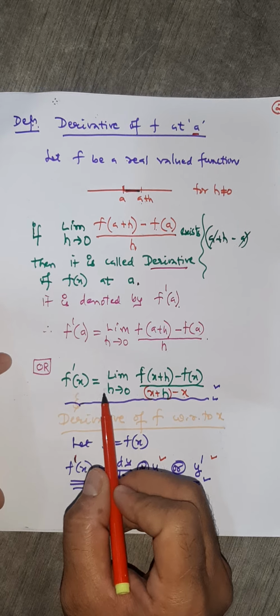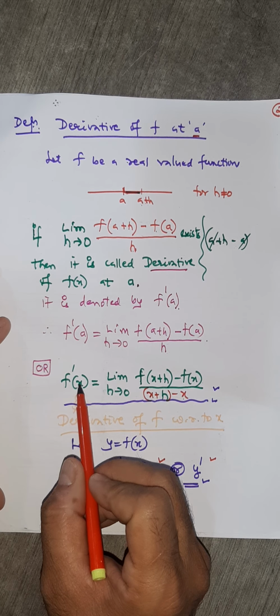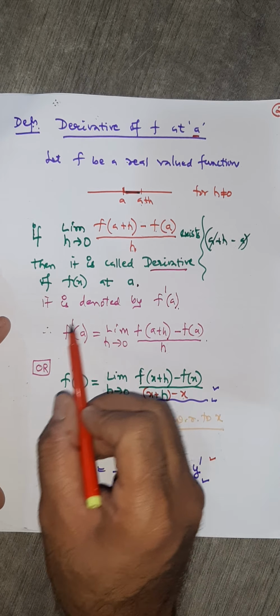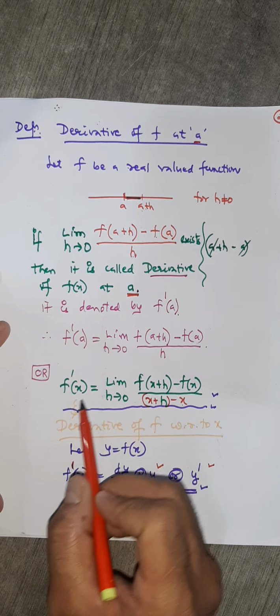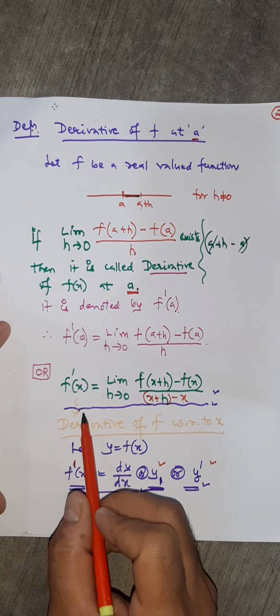What's the difference between these two? If I put x equals to a, then you will get this definition. This is at a fixed point a, remember. This is in general at any variable point x.